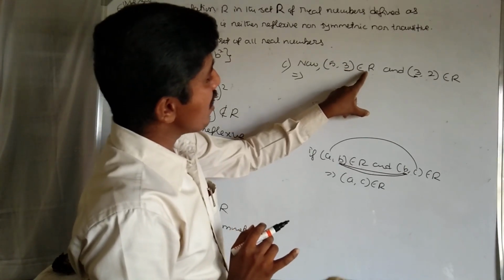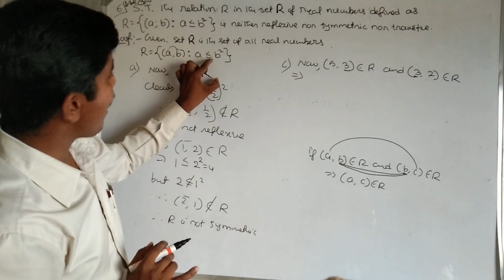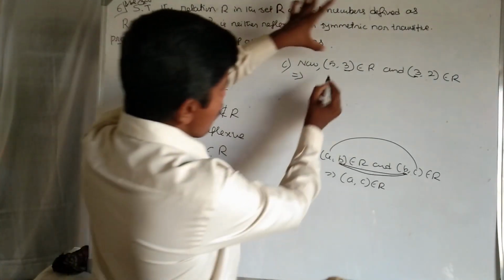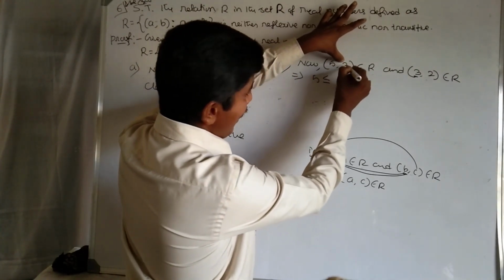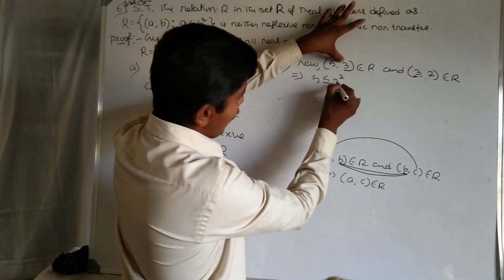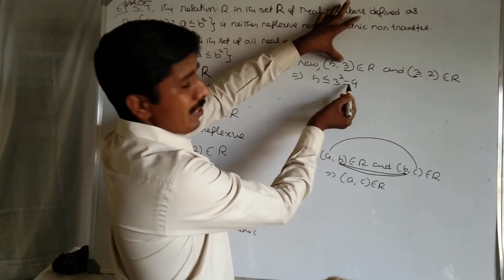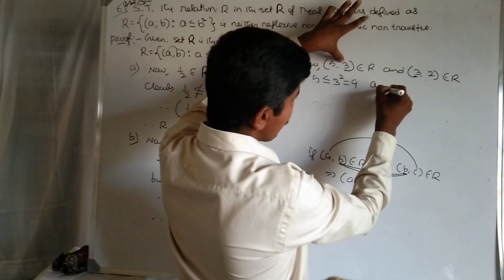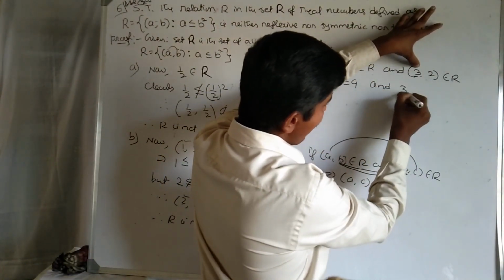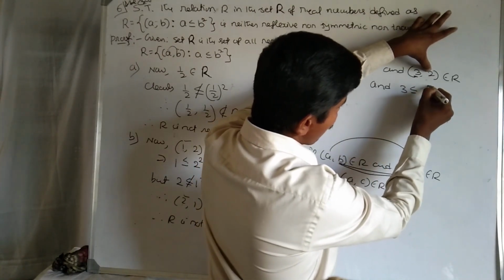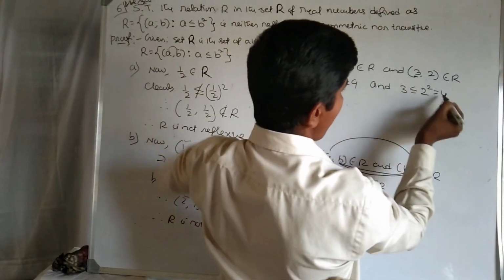5 comma 3 belongs to relation means write relation between first and second element. What is the relation? First element less than or equal to square of the second element. Here first element 5 is less than or equal to square of the second element 3, 3 square is 9. Correct. 5 is less than 9. True. And here write relation between 3 and 2. First element 3 is less than or equal to square of the second element 2, 2 square is 4. 3 is less than 4. It is true.